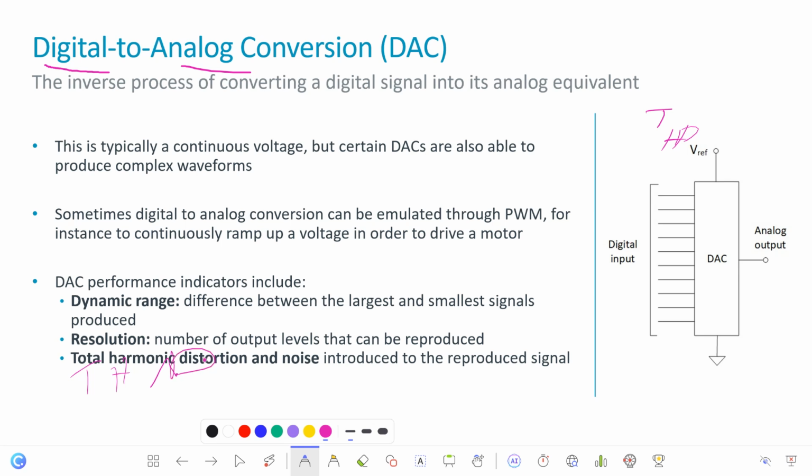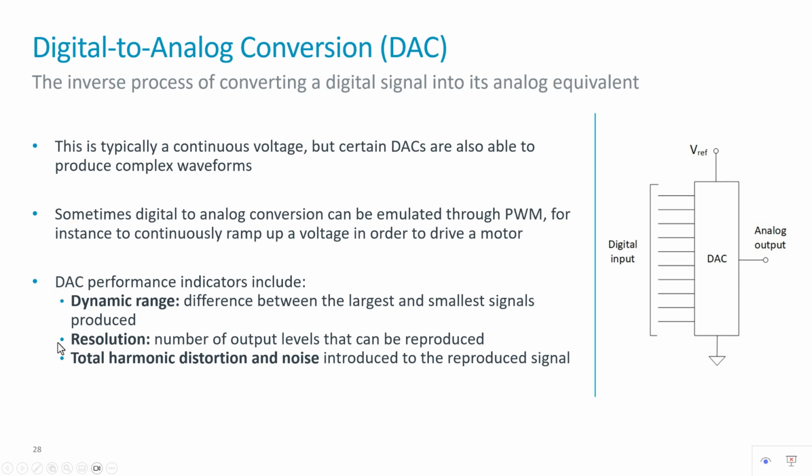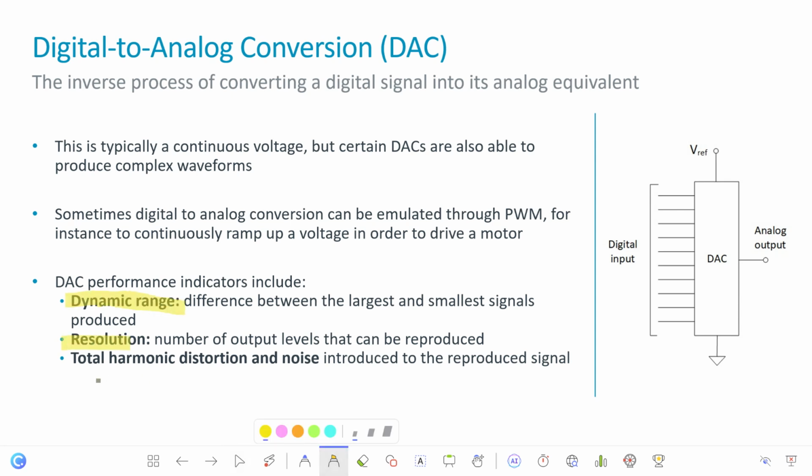THD plus N, which is the depth plus the noise, is the measurement of the percentage of harmonic distortion and noise present in the reproduced signal. Therefore, the key performance indicators for the DAC are the dynamic range, the resolution, and the depth, which is the THD plus noise.